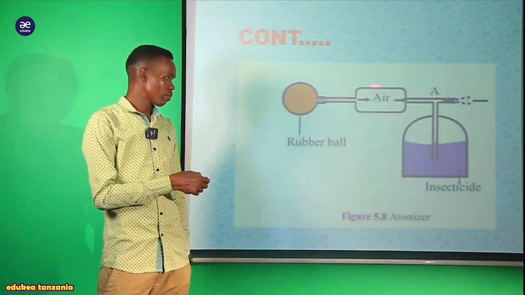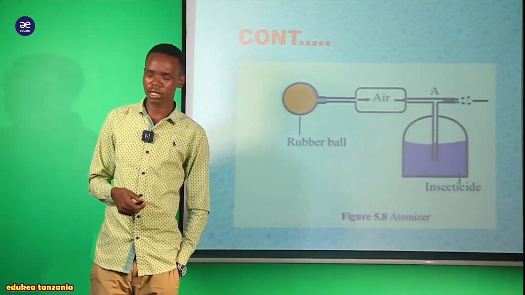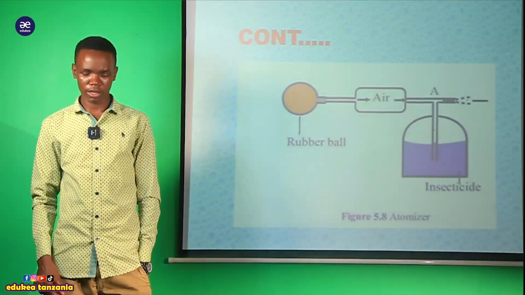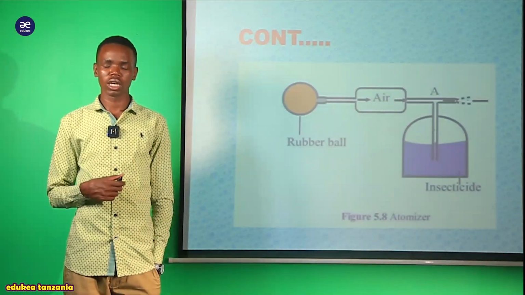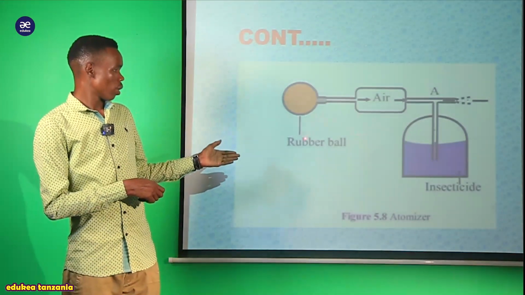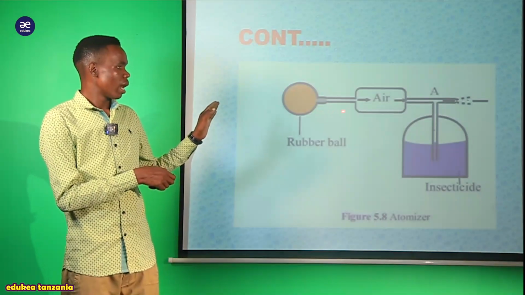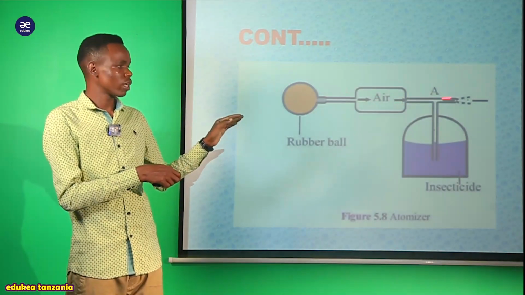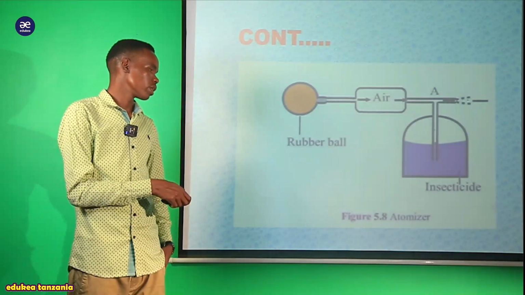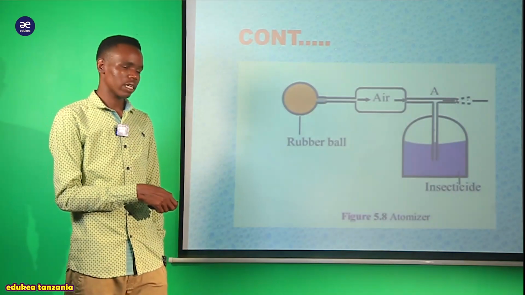As we see, we have our figure that represents the structure of the atomizer. This is our figure explaining the structure of the atomizer. So here we have the rubber, and here we have the air. This is the air, the motion of the air. And downward here we have the insecticides.